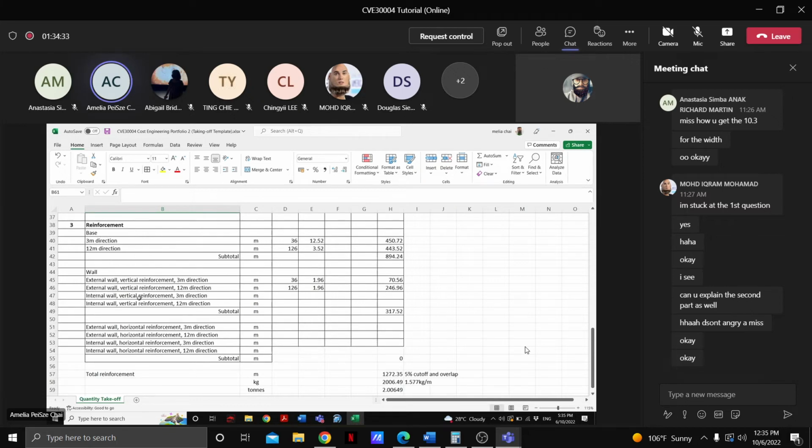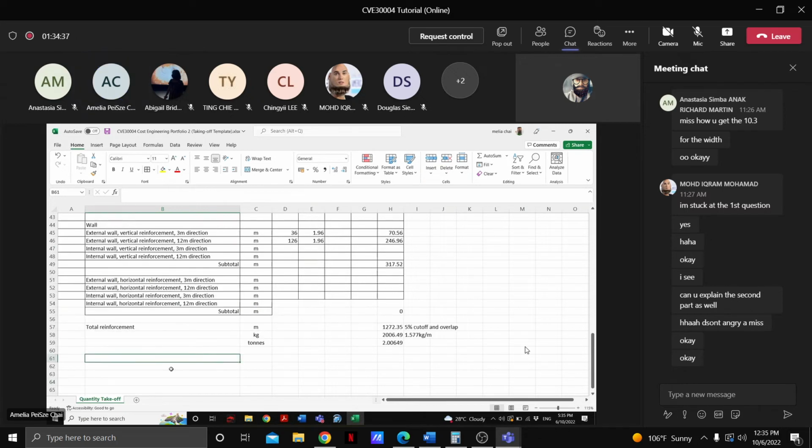Then what else? Okay, concrete. Your G15 concrete, for your 50 mm thickness blinding, in meter square. So how much is this one? Your length is 17.6 and width 0.6, so equals this multiplied by this. Okay, it's in meter square.